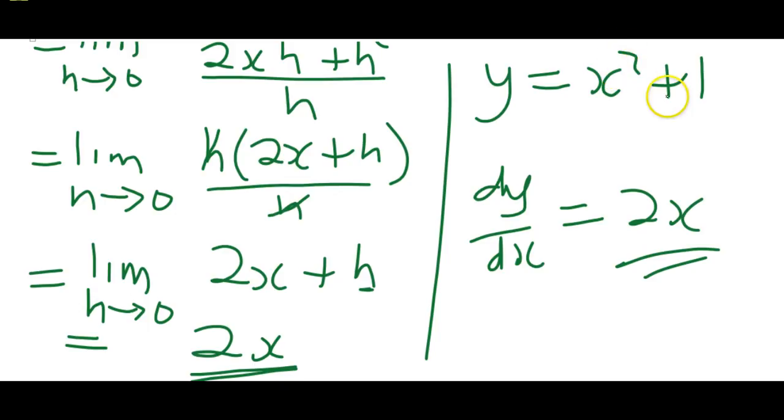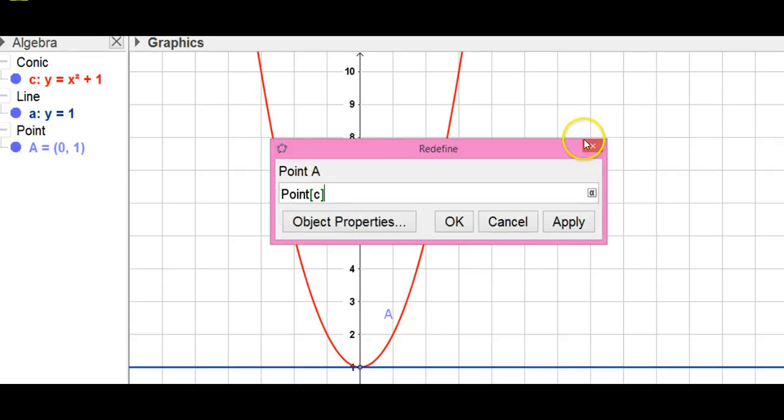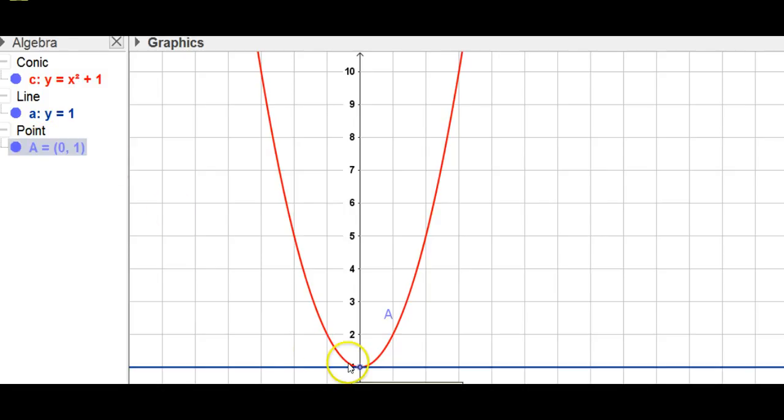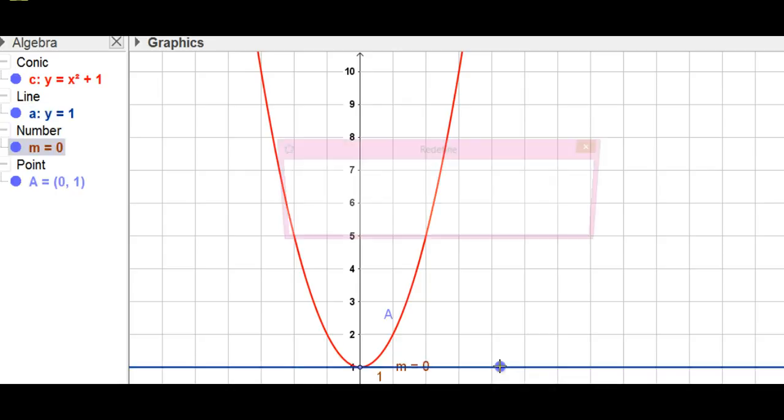That is it. It means that if I put the point at anywhere on x, I can see the gradient of the line or of the curve. So let's interpret that here. We had 2x as our answer for the derivative of this particular function. So if I choose to let s be equal to 0, you can see that here s is equal to 0 because the point A is at (0, 1). When s is equal to 0, what is the gradient? Maybe let's measure the gradient, the slope of this line. And here you can see that m is equal to 0.